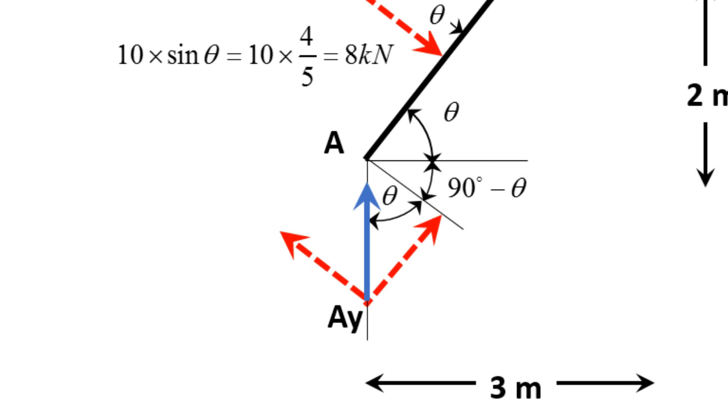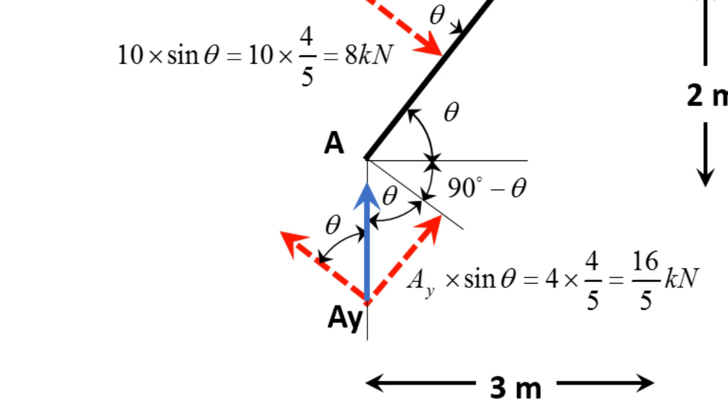Okay, now if this is theta, this is theta. Why is that? Because the perpendicular component of AY is parallel to this black line. Alright, now I know the angle between this force and one of the components.